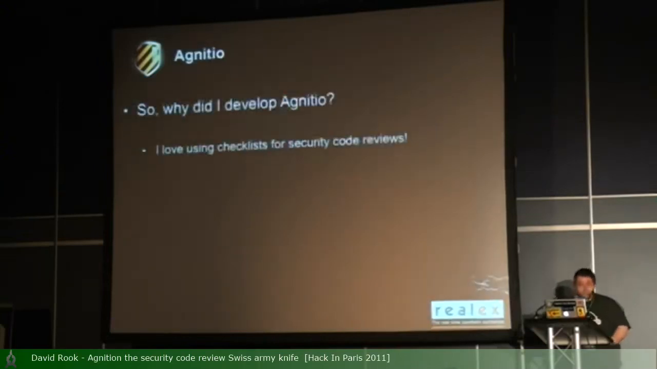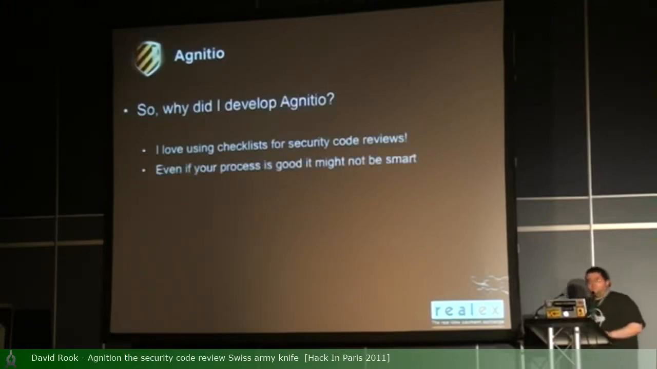So, why did I develop Agnitio? Well, you probably would have guessed by now I love using checklists. I've used checklists for security code reviews for a few years now, and I've built ours at work up over a few years as well. I've got to the point where I've been praising checklists so much. We have checklists for security code reviews, peer code reviews. We have checklists for if you modify things like stored procedures, you have to get a SQL administrator to fill in a checklist to check those things as well. And I stand by the fact that if a checklist is good enough for a doctor and a pilot, then it's good enough for our code.